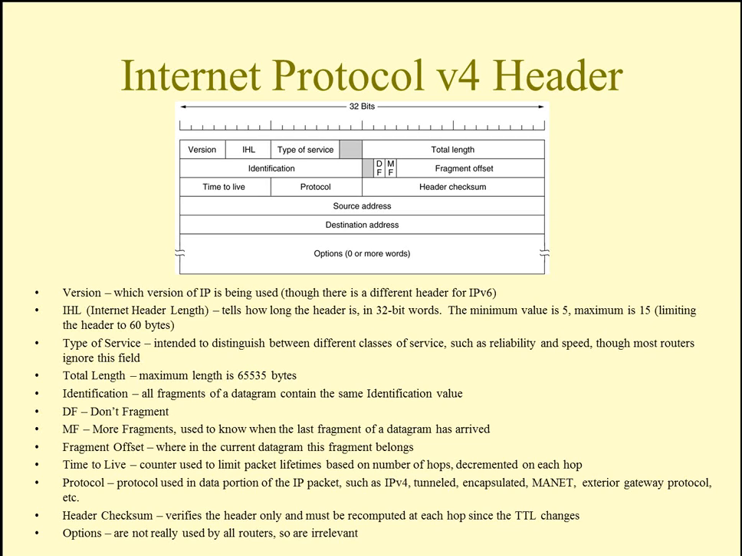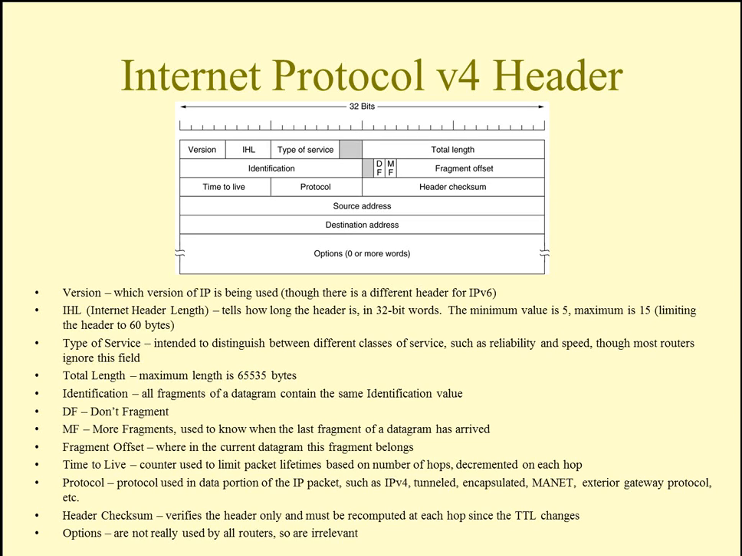IHL is the Internet Header Length. It tells how long the header is in 32-bit words. So whatever the number is that's in the IHL is going to be multiplied by 4 bytes. 4 bytes is 32 bits. And that will then tell you the length of the header.